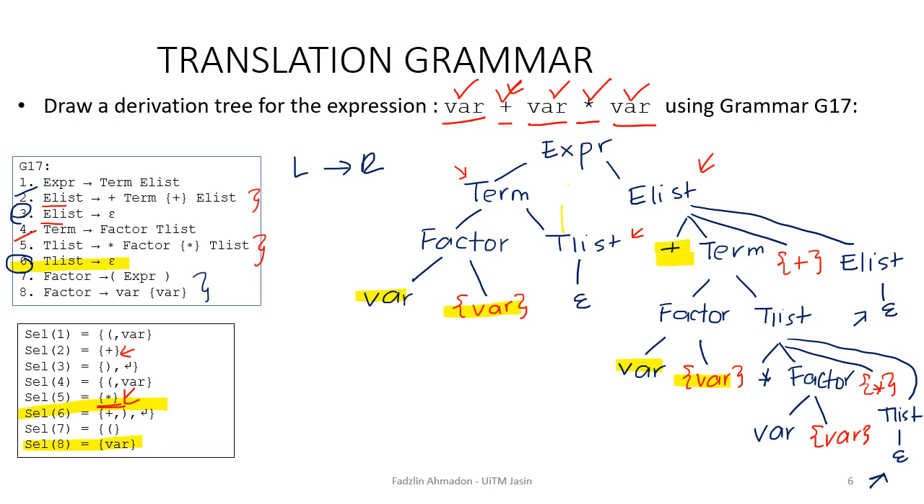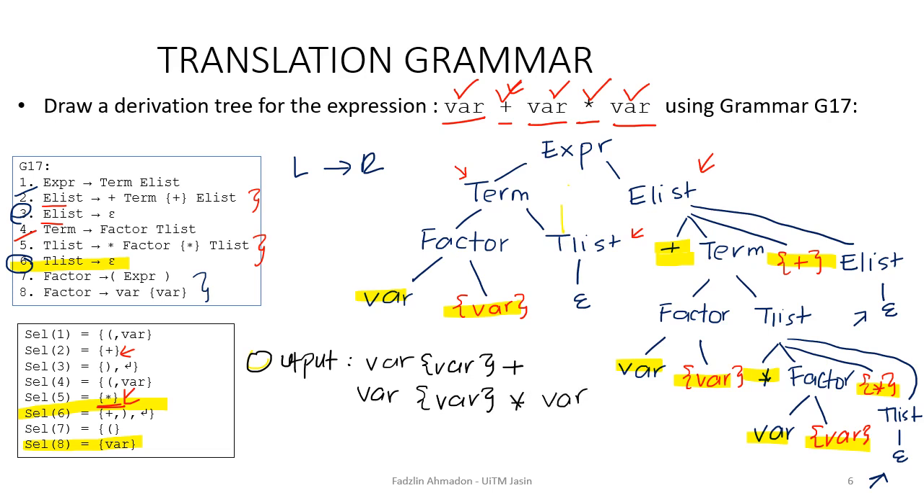Var action plus var action times var action times action plus action. So as the output, it's going to be var action, and then we made plus first, plus var action, times var action, times action, plus action. And finally, we will just take out or isolate all the action symbols only.